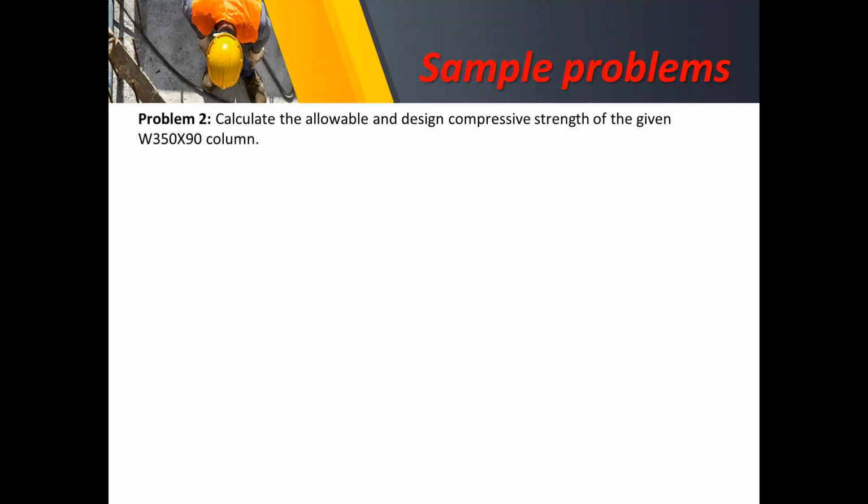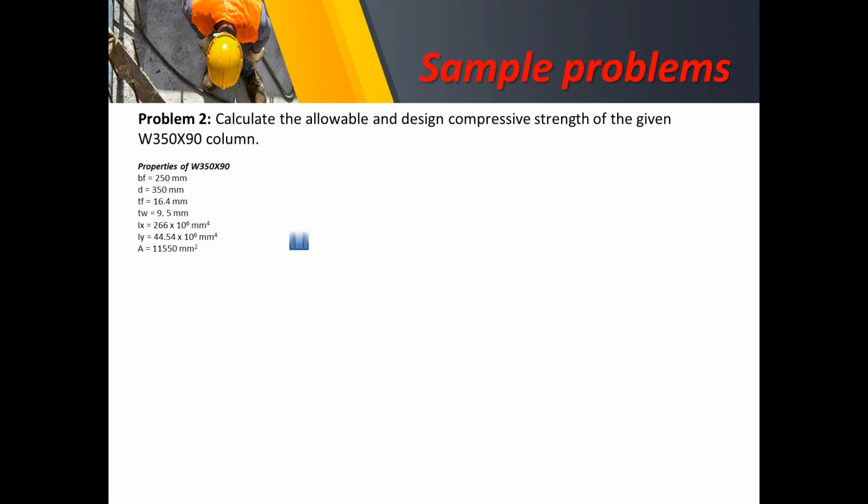So problem number 2. Calculate the allowable and design compressive strength of the given W350 by 90 column. So in here, we're going to get the properties from the table, which includes the width of the flange, the depth, the flange thickness, and the web thickness, and then the moment of inertia along X and Y axis, and then finally the area.